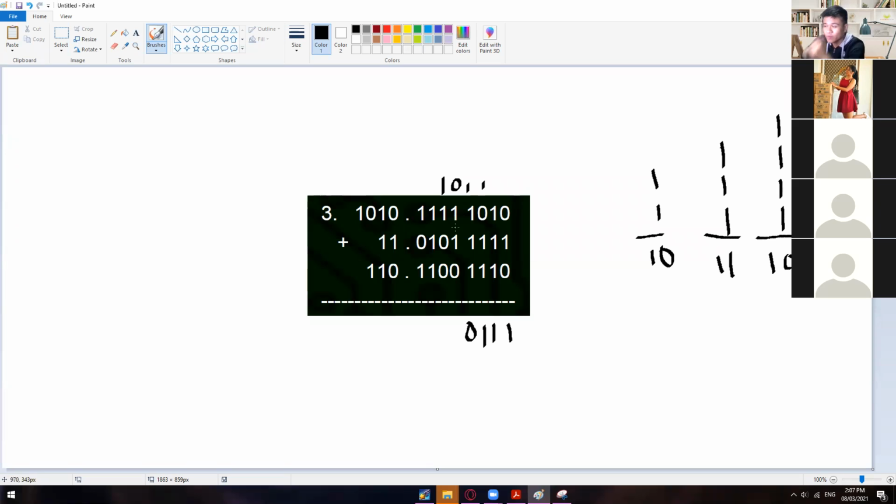So 2 1 is 10. Okay. So carry 1, bring down 0. 3 1. We have 3 1 in here. So 1 plus 1 plus 1.